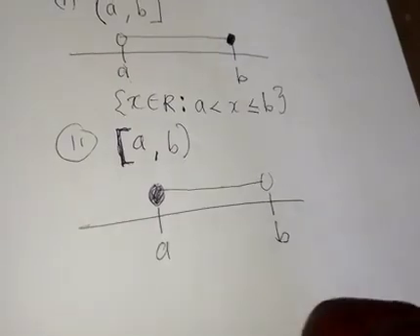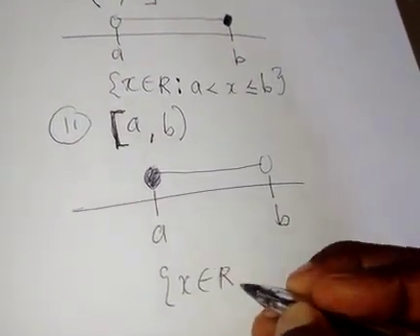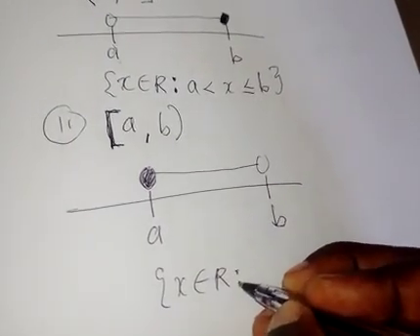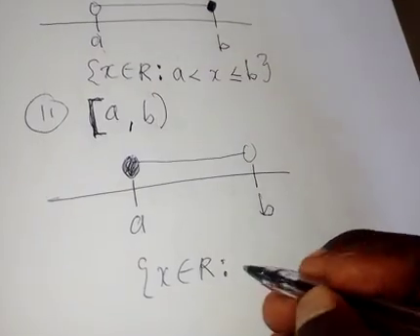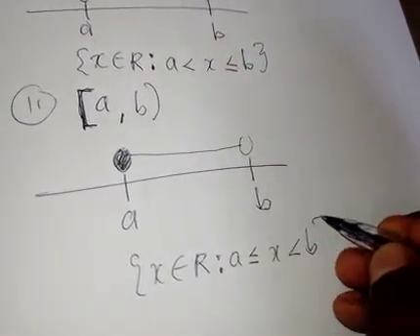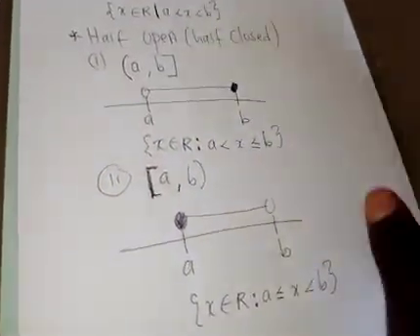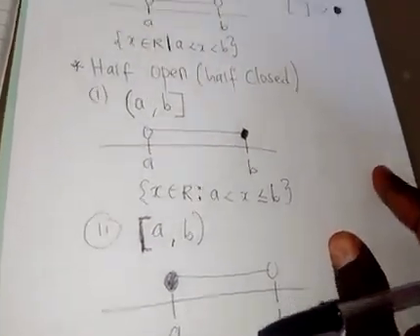Okay. Then using set builder notation, we say X, member of real numbers, such that, as you can see, A is less than or equal to X, less than B, like that. So such cases you can have.